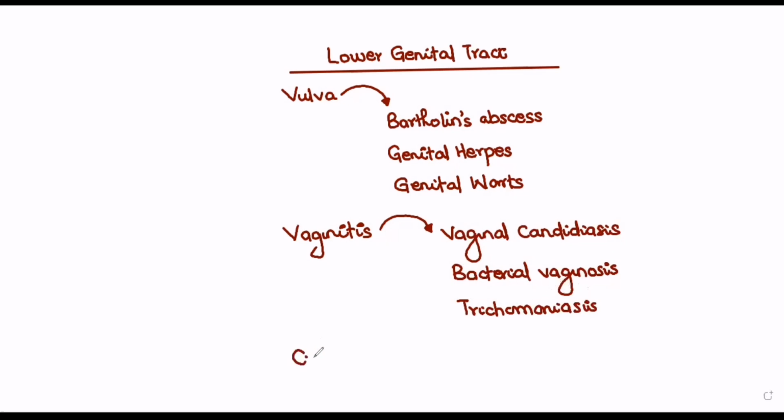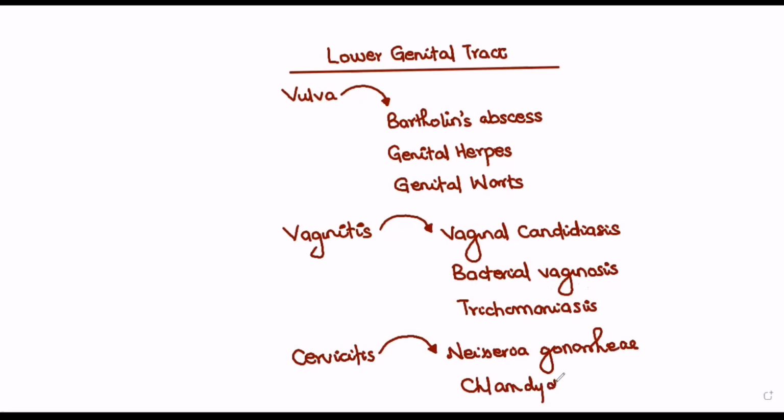Then we'll come to cervicitis. The two cervicitis I want us to take note of are Neisseria gonorrhea infection and then chlamydia infection. So when we talk of infections of the female genital tract, working our way from down to up, we start with the vulva. We have the Bartholin's abscess, genital herpes, genital warts. Come to the vaginitis, you have vaginal candidiasis, bacterial vaginosis.